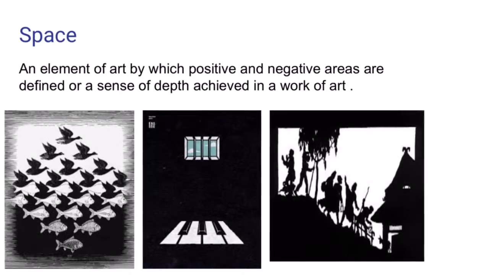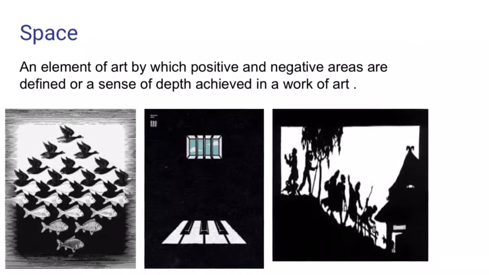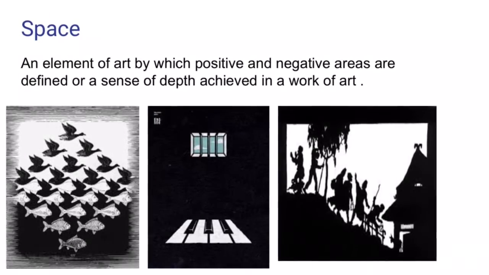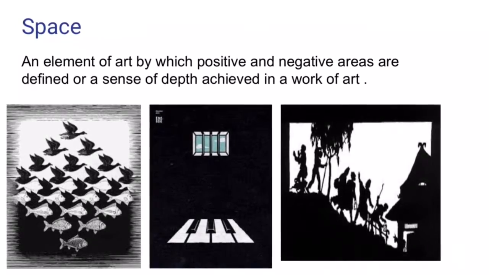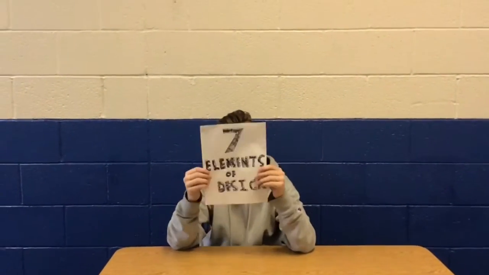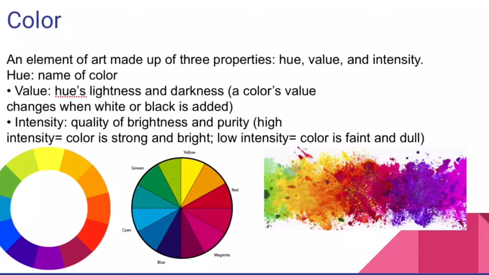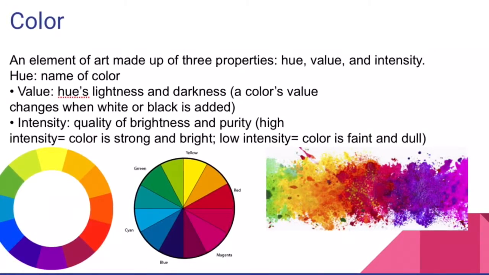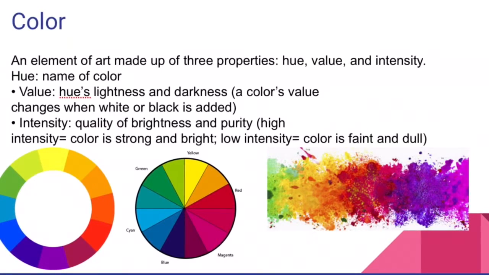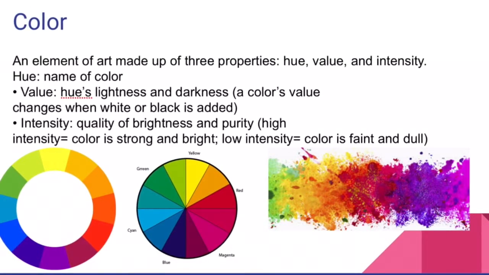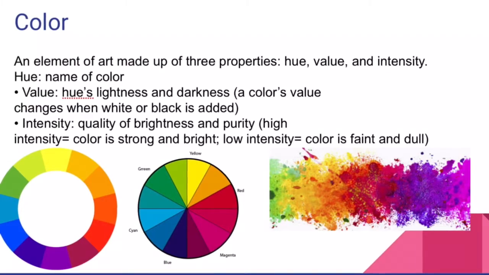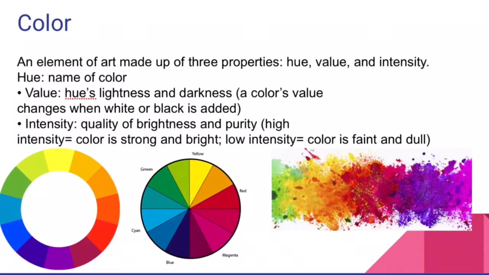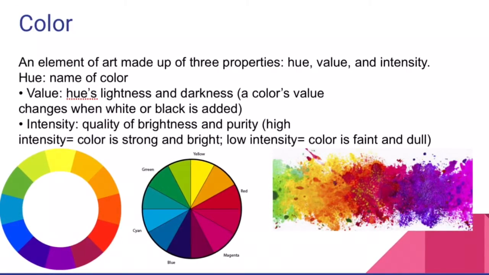Space: an element of art by which positive and negative areas are defined or a sense of depth achieved in a work of art. Color: an element of art made up of three properties: hue, value, and intensity. Hue is the name of color. Value is hue's lightness and darkness. Intensity is the quality of brightness and purity. High intensity equals color is strong and bright. Low intensity is color is faint and dull.